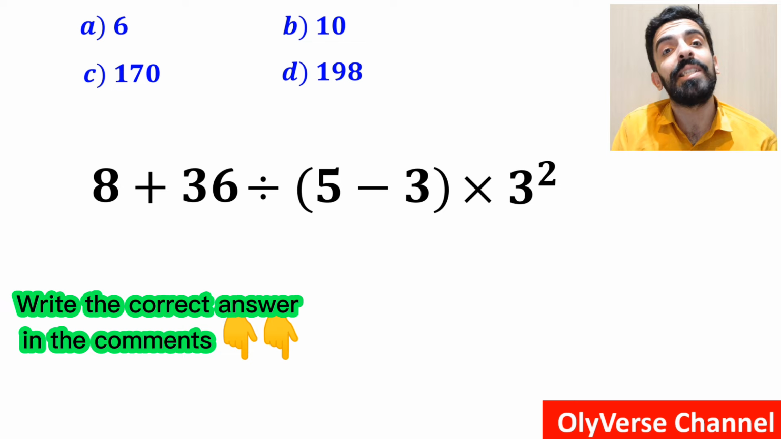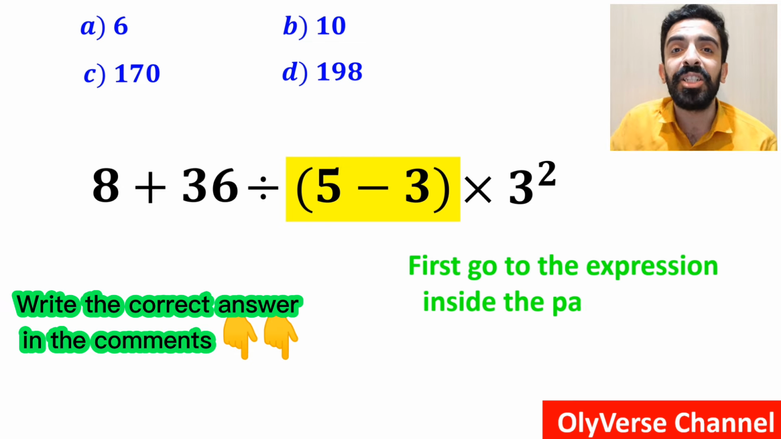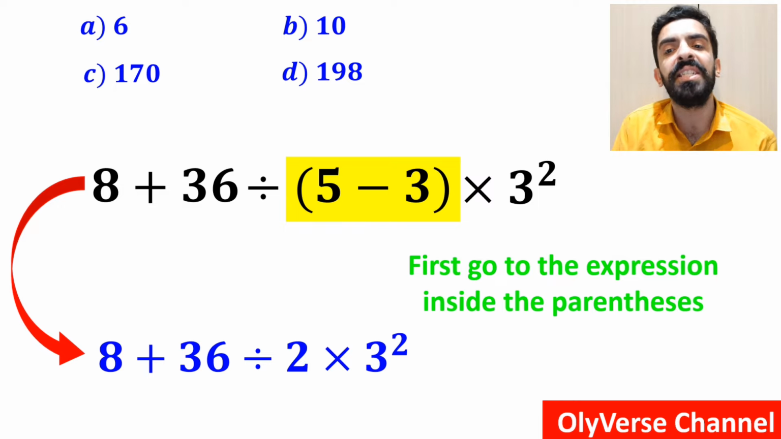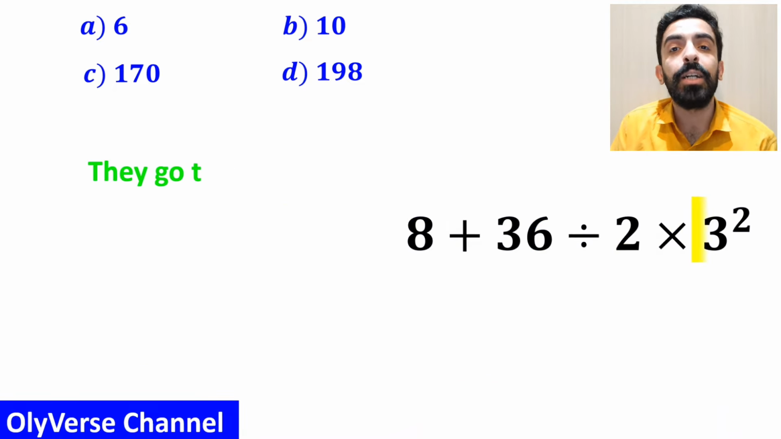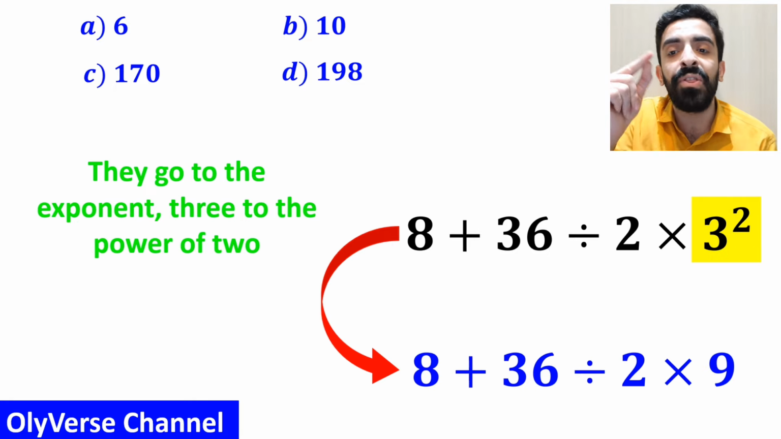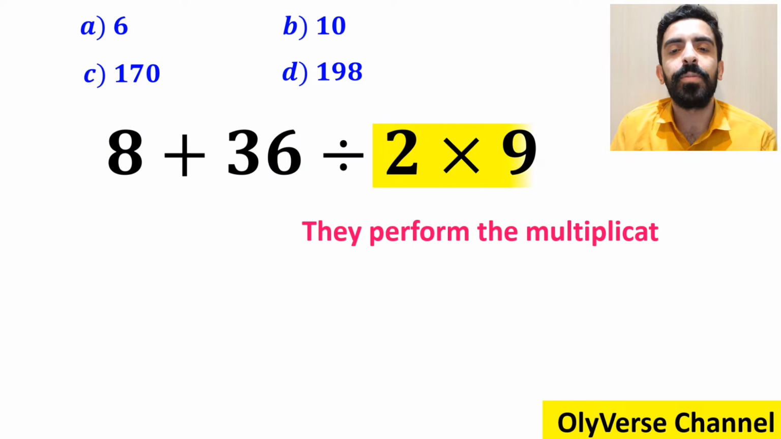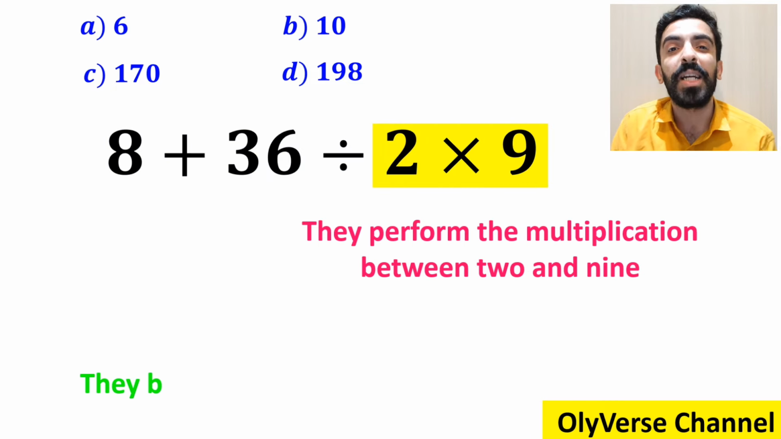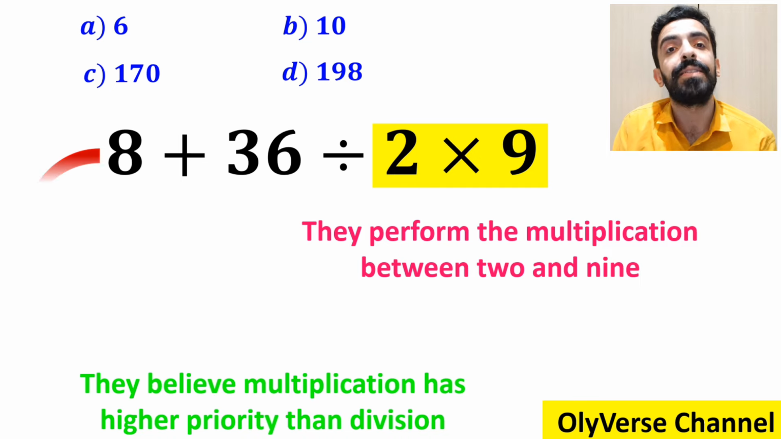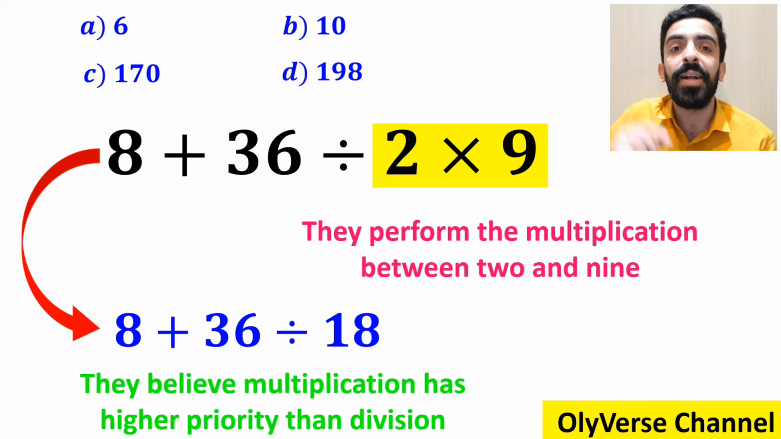Also, some other people, when solving this question, first go to the expression inside the parentheses and instead of this expression, they write 8 plus 36 divided by 2 times 3 to the power of 2. The next step, they go to the exponent 3 to the power of 2 and simplify it to 8 plus 36 divided by 2 times 9. Then, they perform the multiplication between 2 and 9 because they believe multiplication has higher priority than division. So, instead of this expression, they write 8 plus 36 divided by 18.